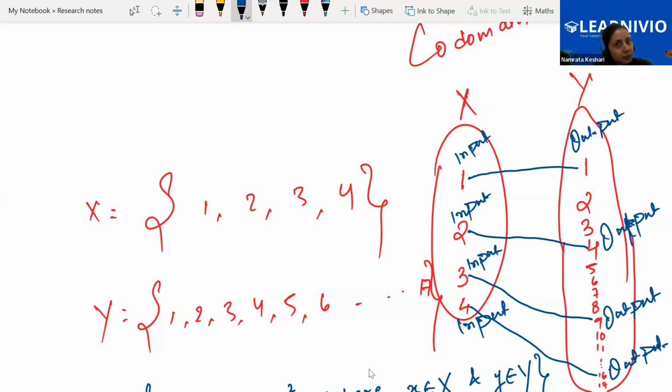Completely. It can be output, it cannot be output, doesn't matter. So domain means all the inputs, all the first elements. Range means all the second elements, or we call it output also. And codomain means everything from the second set, all elements from the second set. It can be output, it cannot be output, doesn't matter. Everything is called codomain. Am I making sense to all of you?